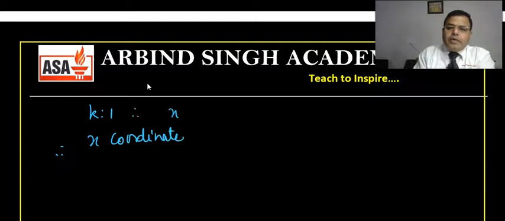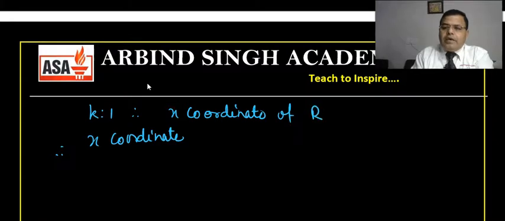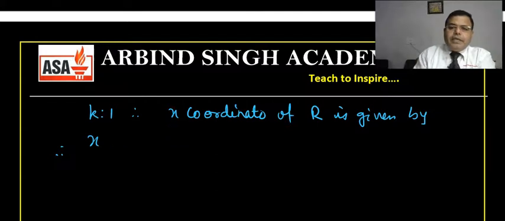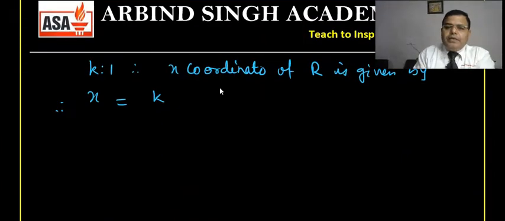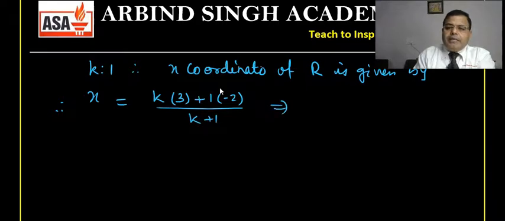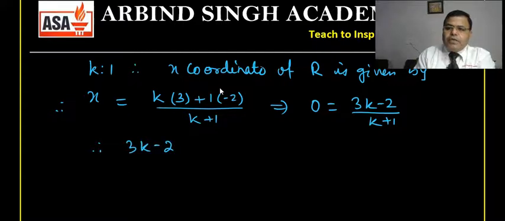the x coordinate of R is given by x is equal to K into 3 plus 1 into minus 2, divided by K plus 1. But the x coordinate is 0, and therefore (3K minus 2) upon (K plus 1) is 0, and therefore 3K minus 2 is 0, and therefore 3K is equal to 2. Therefore, K is equal to 2 by 3.